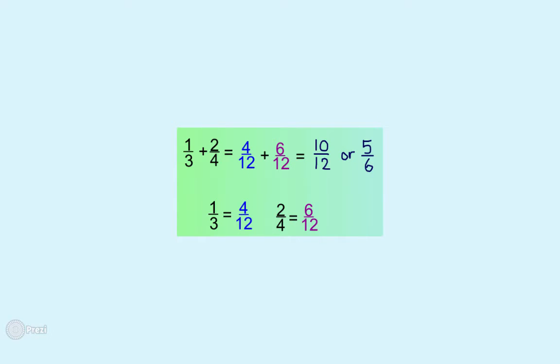Does your answer match mine? I set up equivalent fractions over 12. 1/3 is equal to 4/12 and 2/4 is equal to 6/12. When we add them together, we get 10/12. If you simplify that fraction by dividing both the top and the bottom by 2, you get an answer of 5/6. Both answers are equivalent.